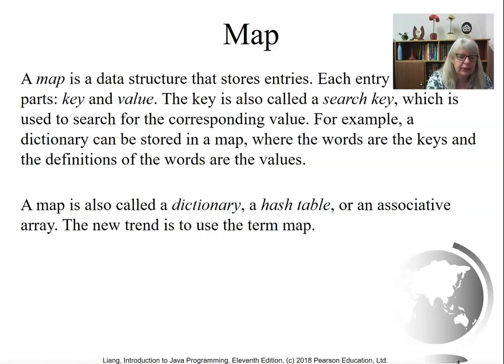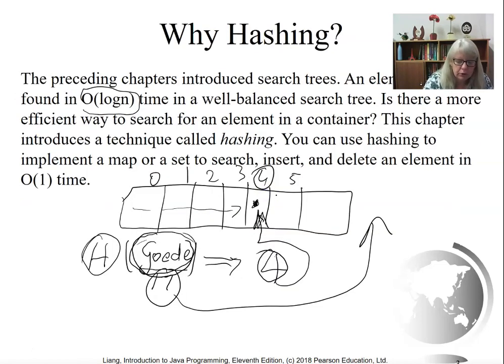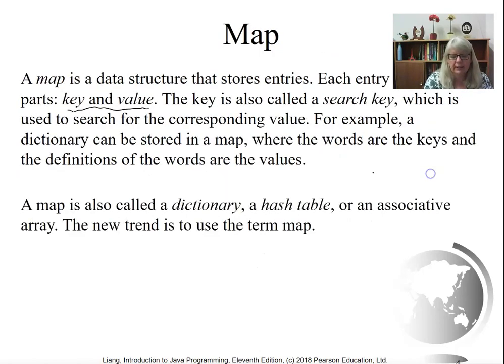And the entry is a key and a value. If I go back, I would store in this cell, I would store "goede", that's the key, and the map is 4. I would store there, the index. Okay, a search key and a value.